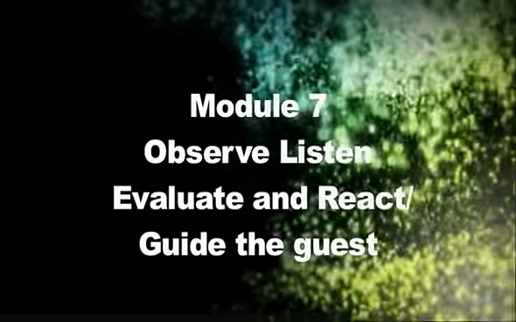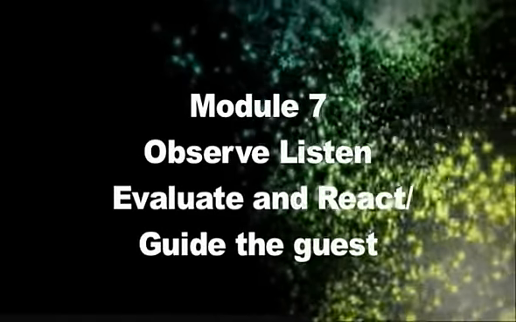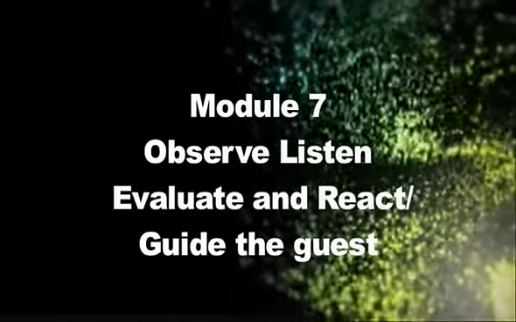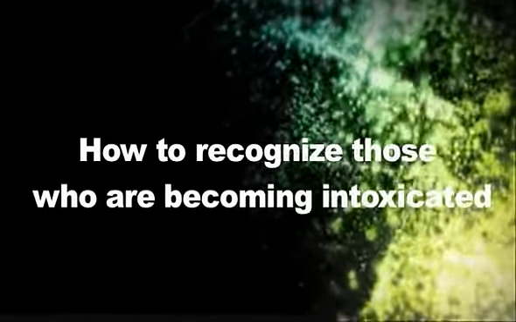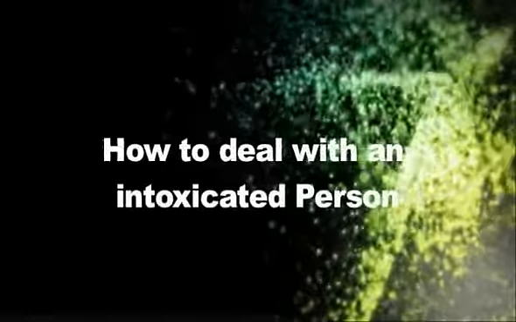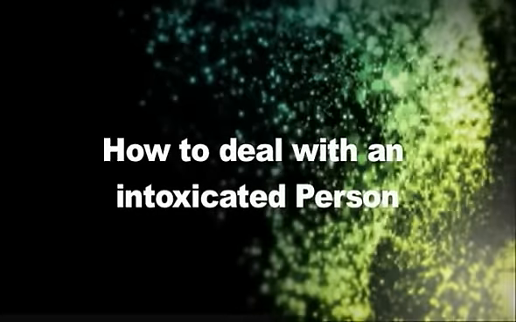Module 7, the topic: observe, listen, evaluate, and react, guide the guest. Information to be covered in this unit: how to recognize those who are becoming intoxicated, signs of intoxication, how to deal with an intoxicated person, how to deny service to an intoxicated person.